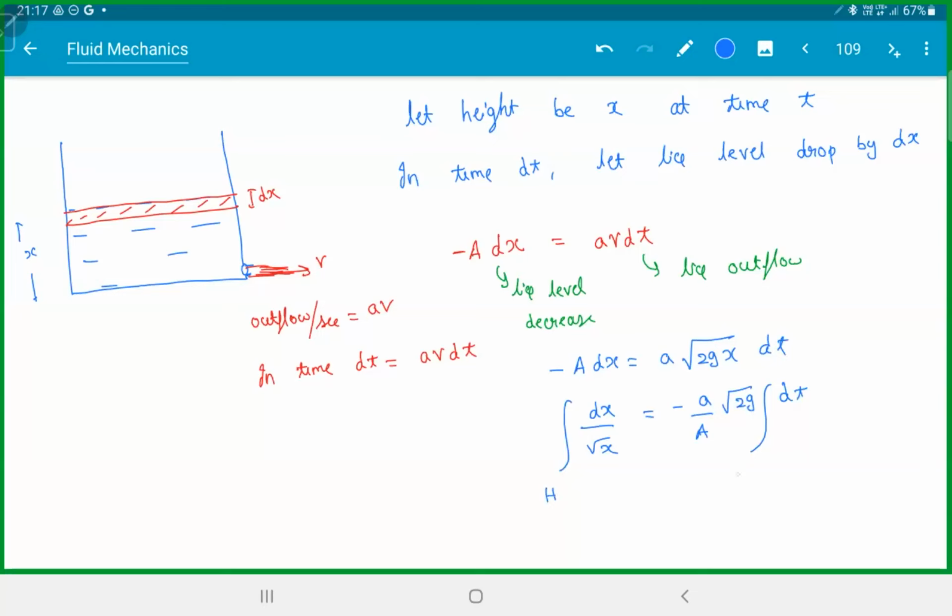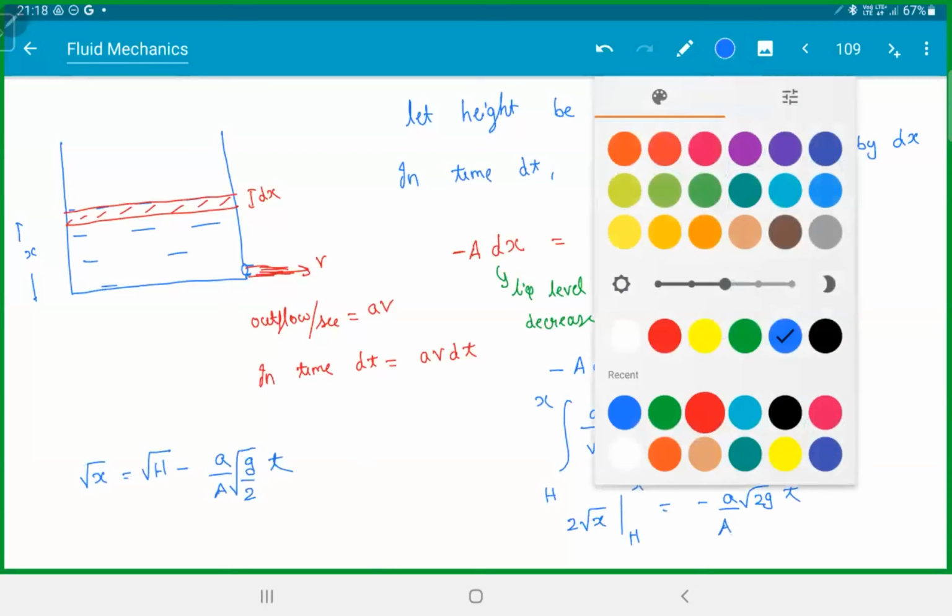Initially height is h, at time 0, and x at time t. This will be 1 by root x, x power half, so 2 root x. Limits will be h to x, equals minus a by A root 2g times t. This is an important formula. So root x will be root h minus a by A root g by 2 times t. You can work out this formula.